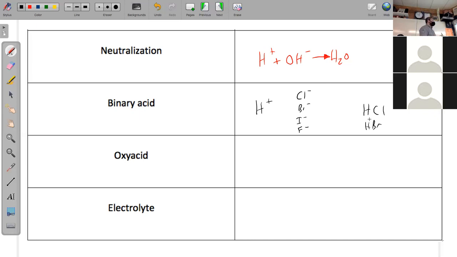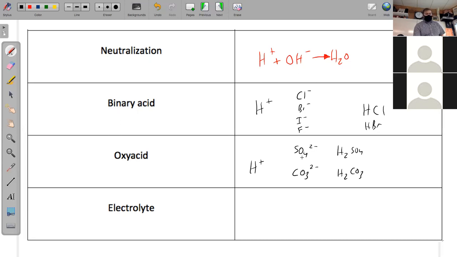Oxyacids are commonly acids that have oxygen atoms in them. So for instance, you could have hydrogen and maybe the sulfate to make sulfuric acid, H2SO4, or it could be, I don't know, the carbonate anion to make H2CO3, something like that. So oxyacids are acids that are usually polyatomic, and the polyatomic anion has an oxygen.